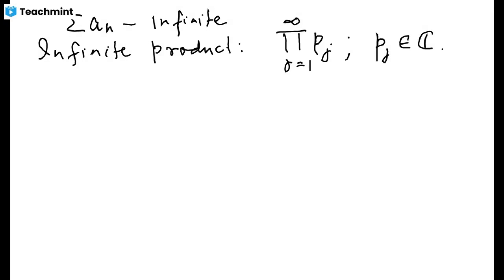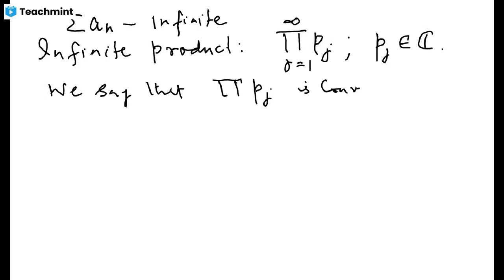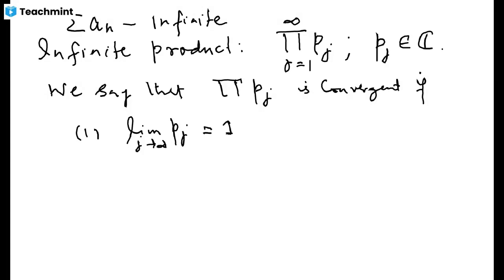then we say that this infinite product is convergent if the first thing that must hold is that the limit of these numbers, this sequence of numbers, as j tends to infinity, must be 1.